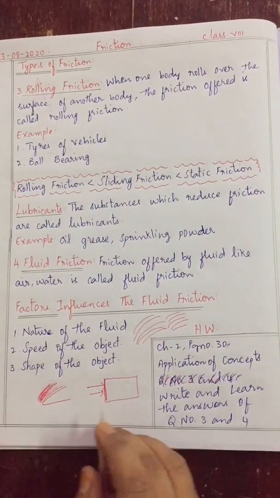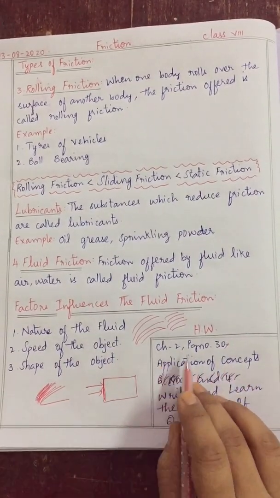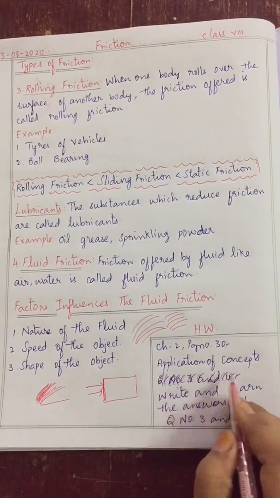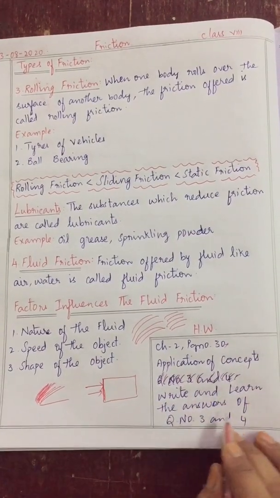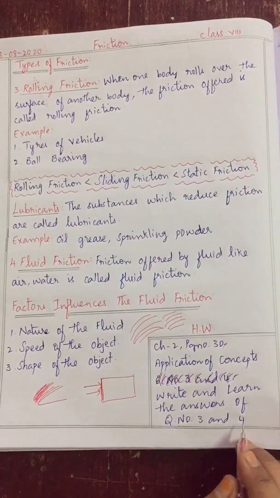Am I clear, children? Now today's homework is chapter 2, page number 30. From application of concepts, write and learn the answers of question number 3 and 4. Am I clear, children?